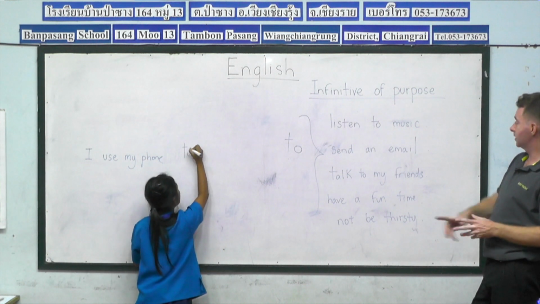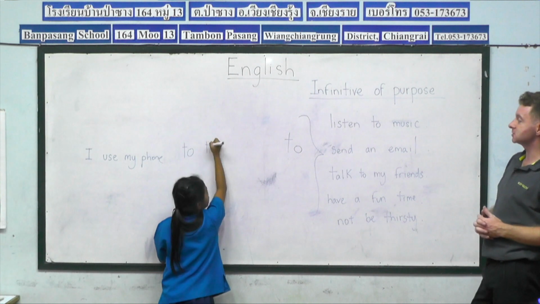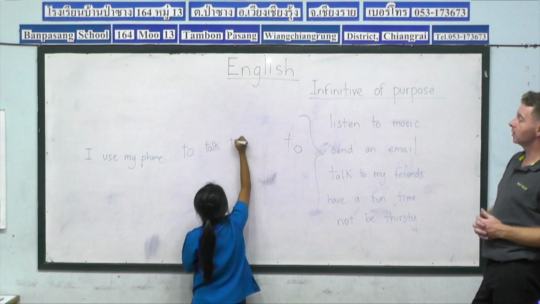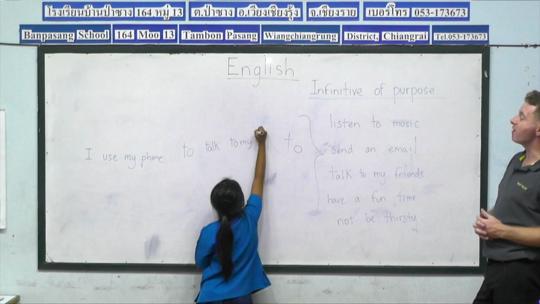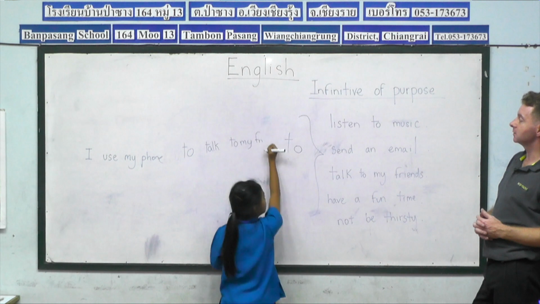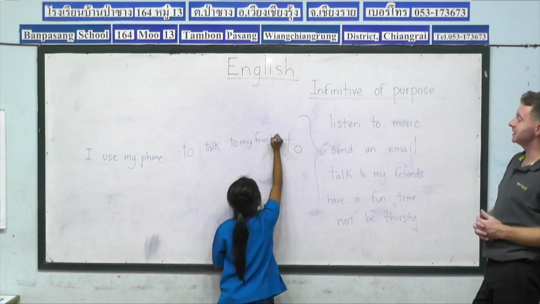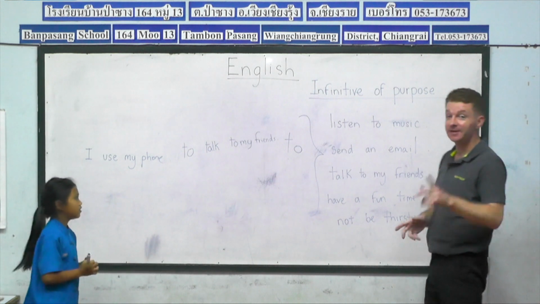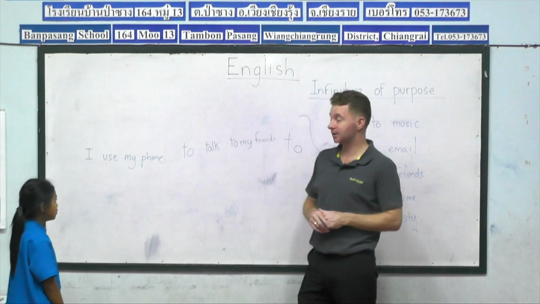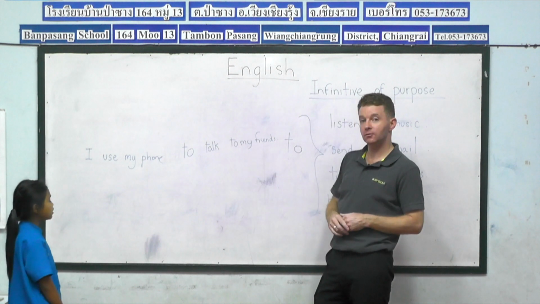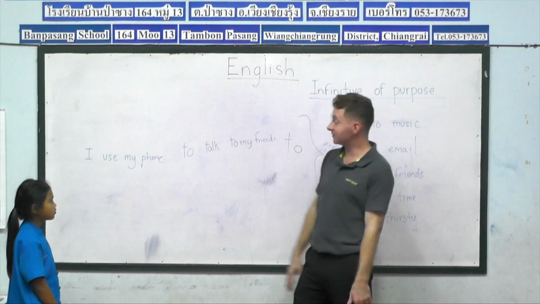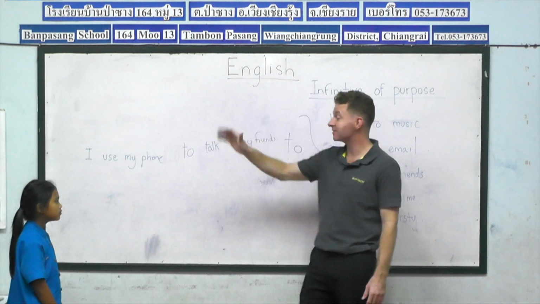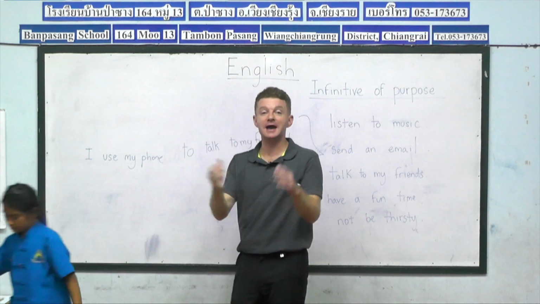To talk to my friends. Don't forget your full stop to end the sentence. Pak Bung, that's perfect. So let's read together, guys. I use my phone to talk to my friends. Pak Bung has demonstrated how we can turn the action into an infinitive of purpose. Pak Bung, that was brilliant. High five and a big round of applause for Pak Bung, please, guys.